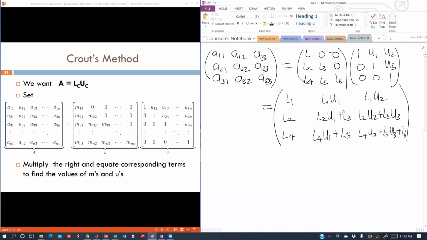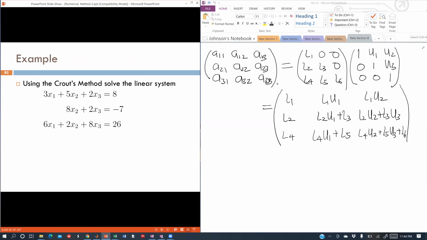Then the second entry on row 3, we equate that one to A32. Then we move to the third entry on row 2 and equate it to A23. And finally, the third entry on row 3 and equate it to A33. So this is what we're going to do to get the entries L1, L2, L3, L4, L5, and L6, as well as U1, U2, and U3. So basically, this is the decomposition for the first approach of the Crout method.